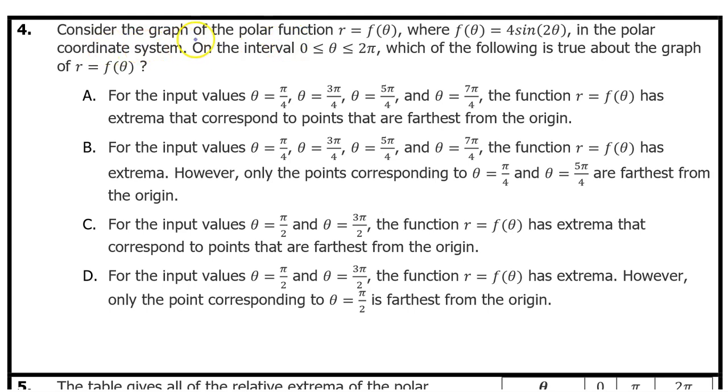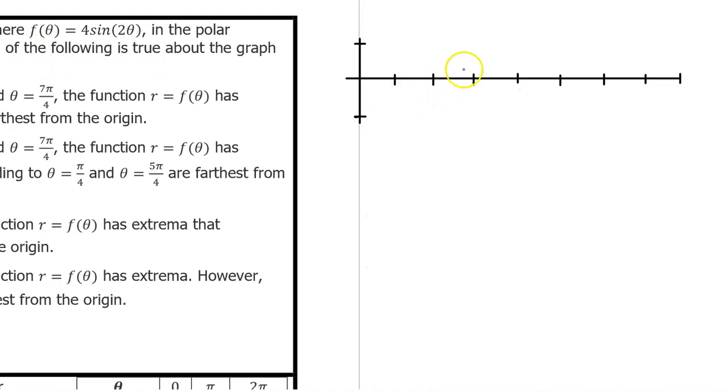Number 4. Consider the graph of the polar function r equals f of theta, where f of theta is equal to 4 sine 2 theta in the polar coordinate system. On the interval from 0 to 2 pi, which of the following is true about the graph of r equals f of theta? Let's sketch a rectangular graph for f of theta.